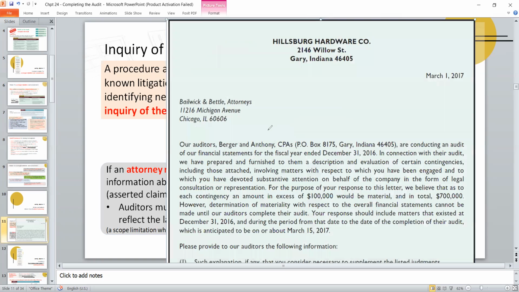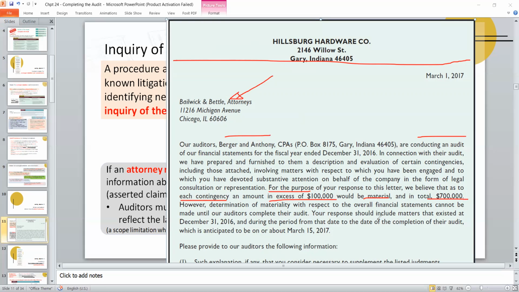As you can see, this is sent by the client, but of course the content is from the auditor. This is the client's attorneys, Belwick and Beatles, and here the auditor, the CPA, comes from Bergen and Anthony. They conduct the audit. We believe that any contingency amount in excess of $100,000 will be material, and in total 700,000.